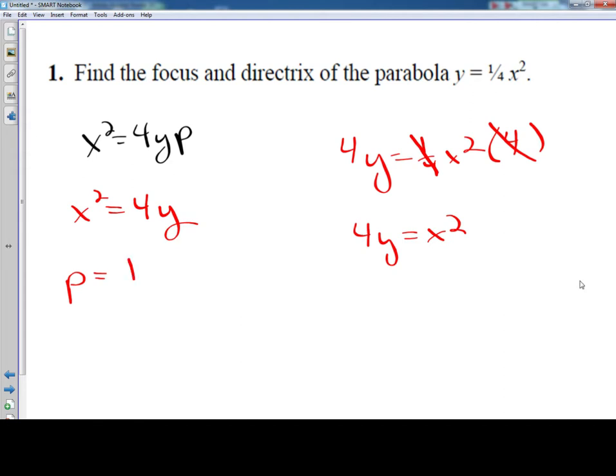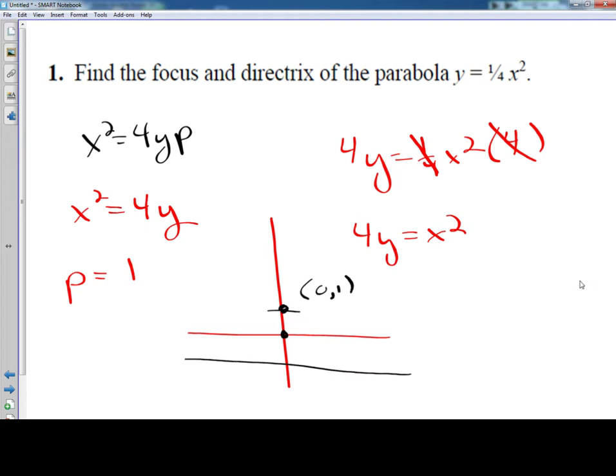1. So my parabola is centered at 0, 0. The focus is positive 1 unit up. So my focus will be at 0, 1. And my directrix is equidistant. Therefore, it's going to be at y equals -1. And we're done.